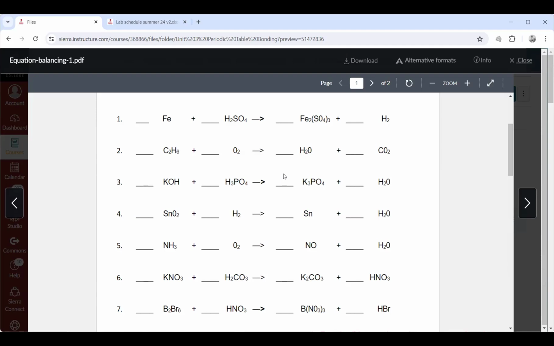And then, is it 1 there? No, it's 2. Is that a 2 there? That's a 2. Sorry. Okay, all right. And you have 1 over here. So what can you do to this? Yep.